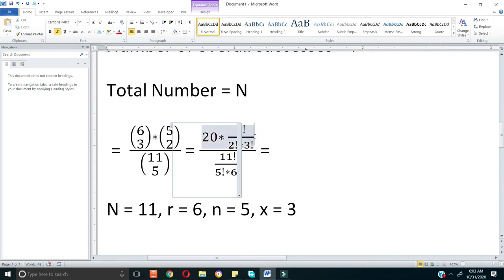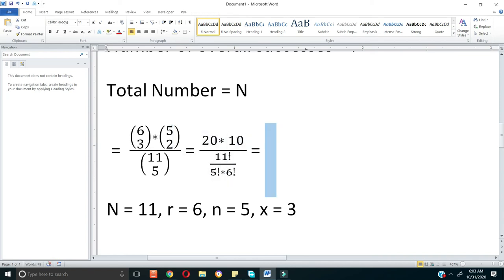Times 5 factorial over 2 factorial times 3 factorial, that is 5 by 4 divided by 2 factorial, so that's basically 5 by 2, which gives you 10. Then 11 factorial over 5 factorial times 6 factorial gives you 11 and so on.